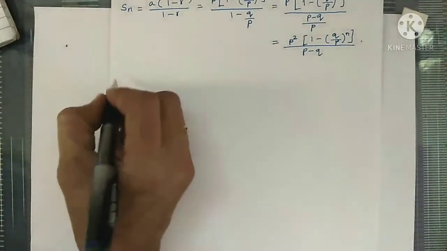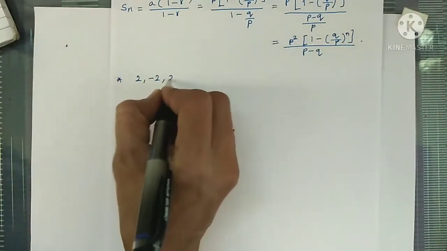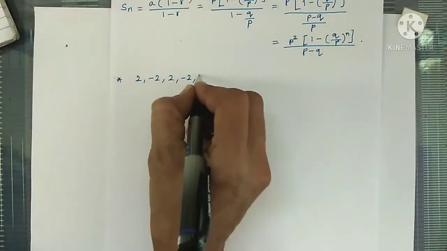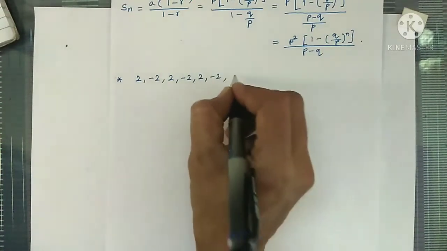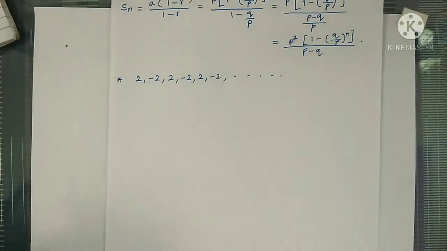Okay, so let's see one more question: 2, minus 2, 2, minus 2, 2, minus 2, and so on. So here alternately we have plus and minus signs. So you can see that the ratio is minus 1.